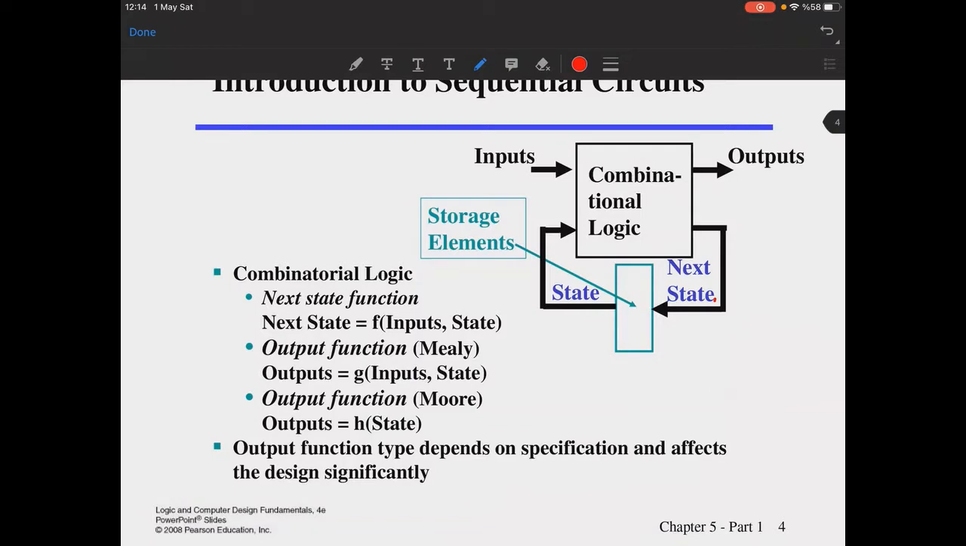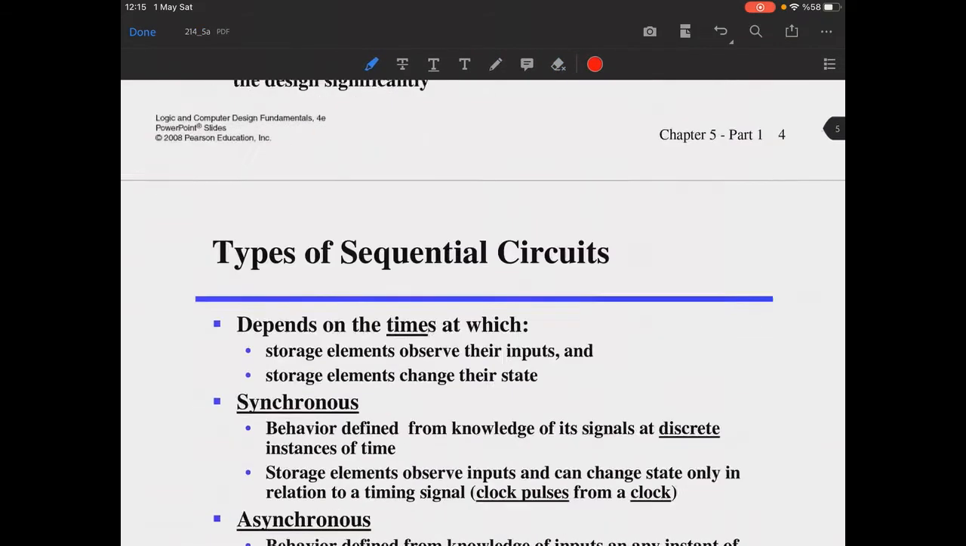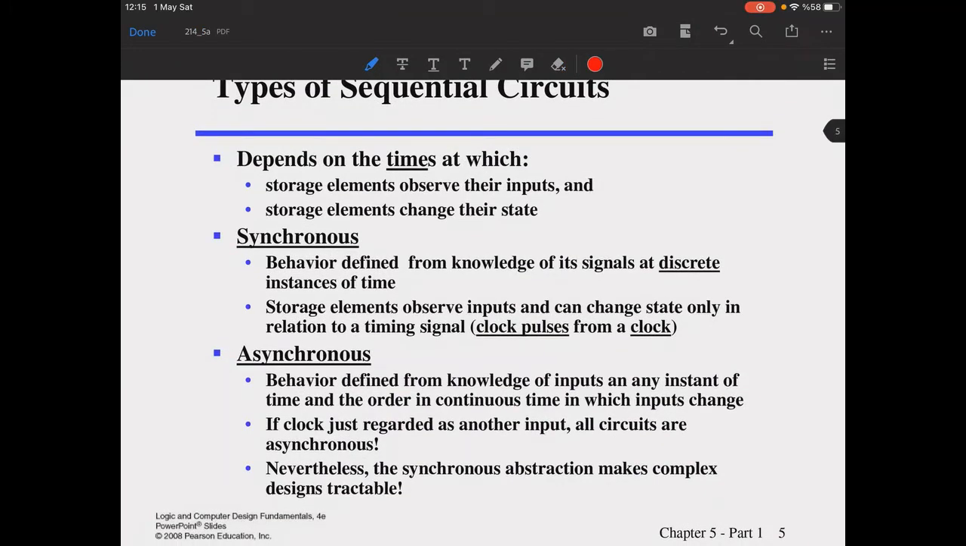And if your output function is a Mealy machine, we will discuss this in a few moments, your outputs will depend on your inputs and your current state. But if it is a Moore machine, it depends strictly on your current state right here. It is a decision that you need to take, whether you're designing your system in a Mealy manner or a Moore manner, and it affects the design significantly in the next steps. But we're going to discuss design in the next chapter.